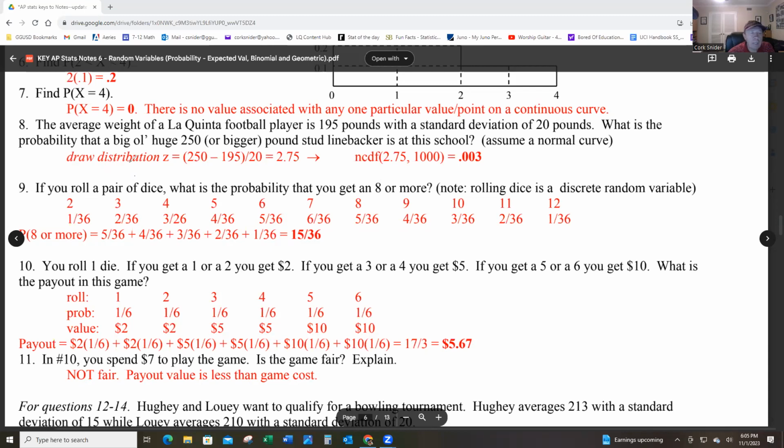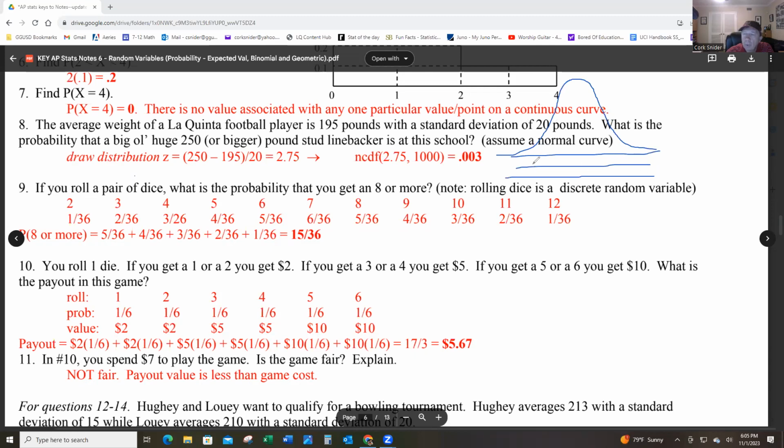What is the probability that a 250-pound linebacker is at the school? Assume a normal curve. This is from chapter 2. You've got to know this. You're going to draw that curve, and this is where you stop the video and draw it out.